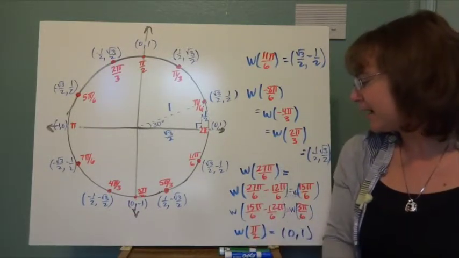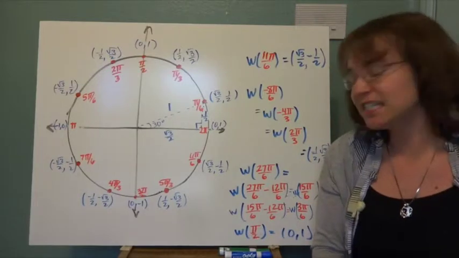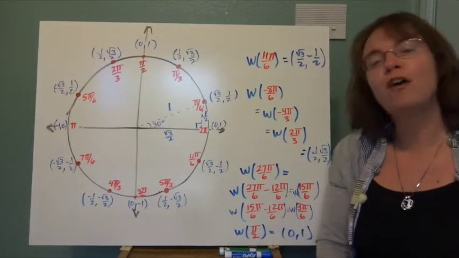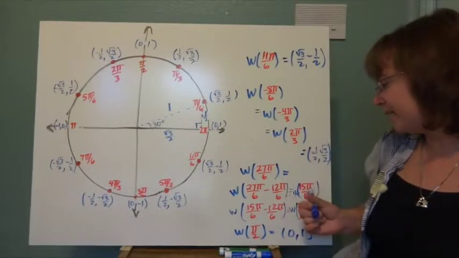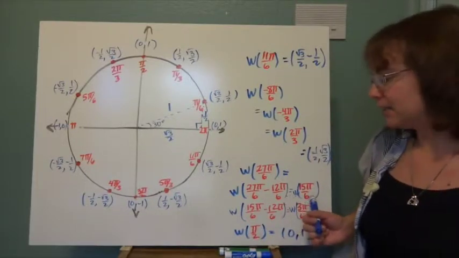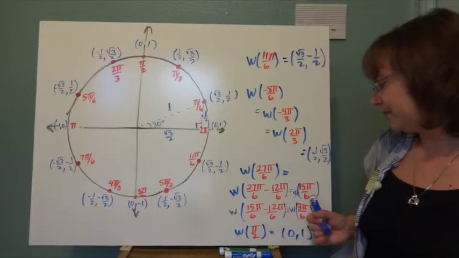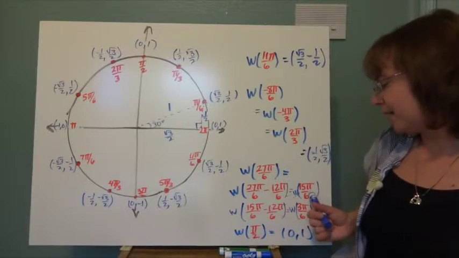So I have 27 pi over 6. I'm going to change it to sixths. So I'm going to subtract 12 pi over 6. I'll end up in the same place. And that gives me 15 pi over 6. 27 minus 12 is 15. So now I have 15 pi over 6.